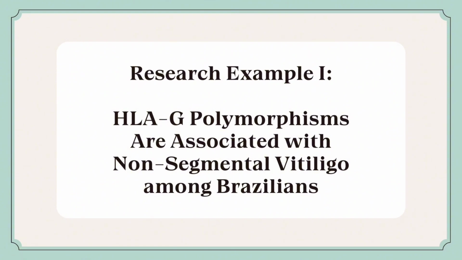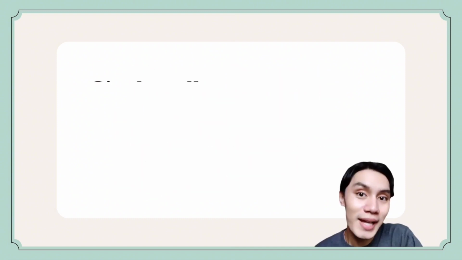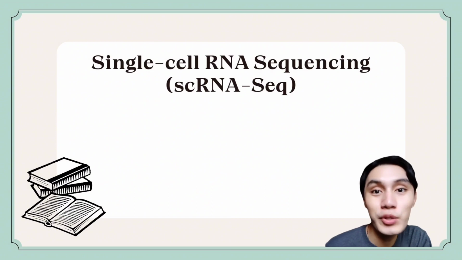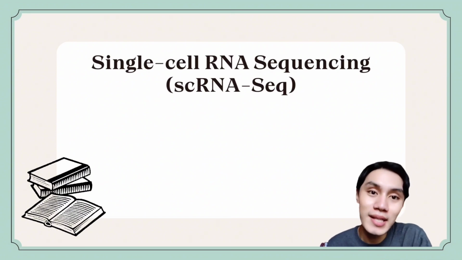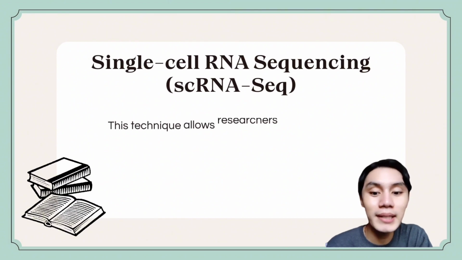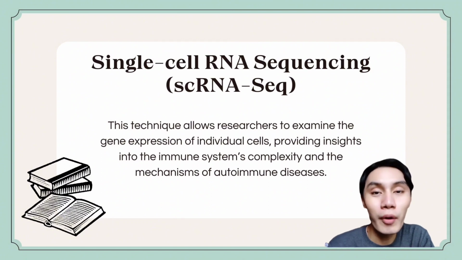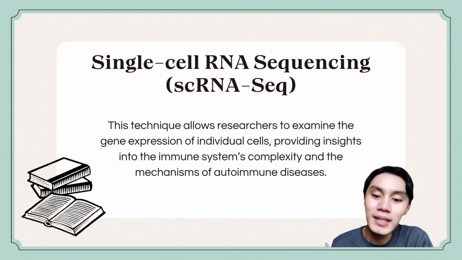non-segmental vitiligo among Brazilians. Before that, I would like to explain one of the applications of molecular phylogenetics that scientists usually use, which is called single-cell RNA sequencing. This technique allows researchers to examine the gene expressions of individual cells. It provides insight into the immune system complexity and the mechanisms of autoimmune diseases.